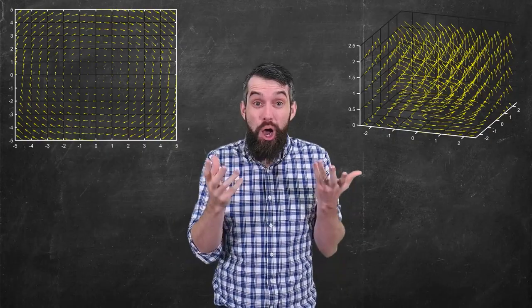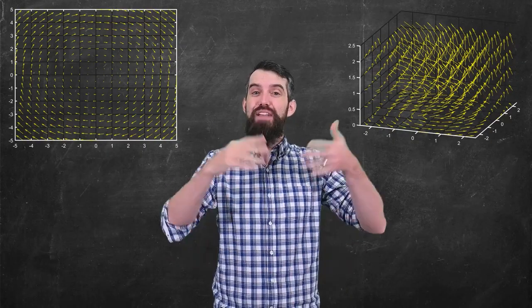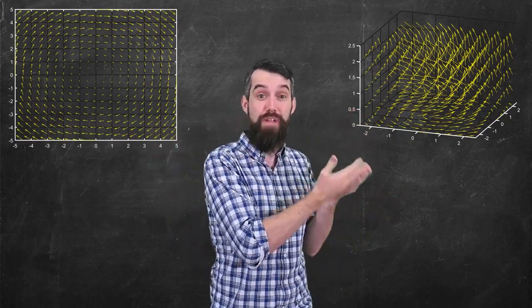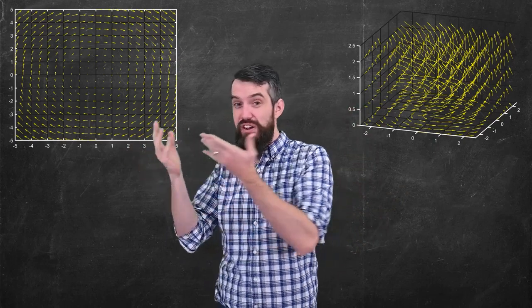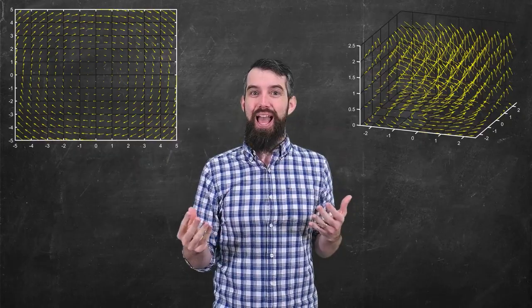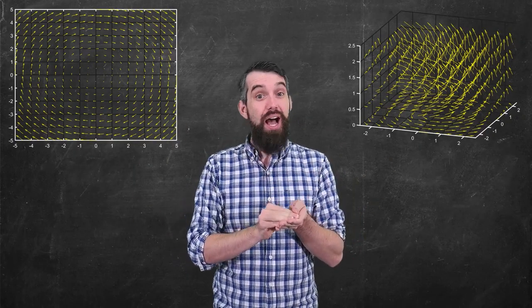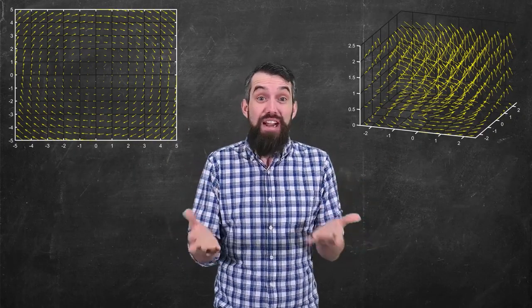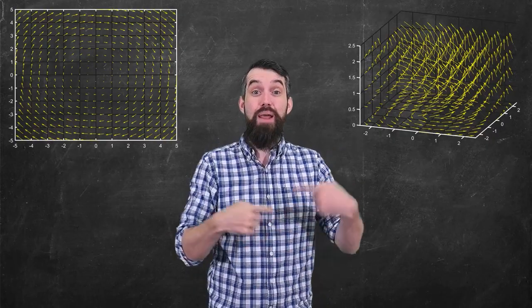The first big object of vector calculus is something called a vector field, and these are both vector fields. You can either have a two-dimensional vector field or a three-dimensional vector field. Well, what is a vector field? It says, at any point in space, I'm going to put a little vector there. A vector is something that has a direction and a magnitude.